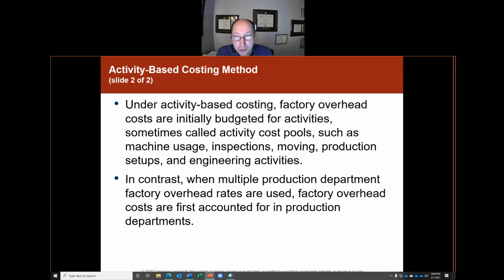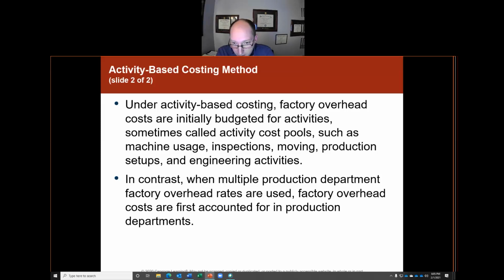Cost pools also include things like machine usage, how many hours the machine is running. The number of inspections. When you hear the word inspection, I want you to think quality control inspection. An inspection involves disassembling a finished good and then reassembling it. That is an inspection. When we talk about manufacturing, that's an inspection. It assures quality control.